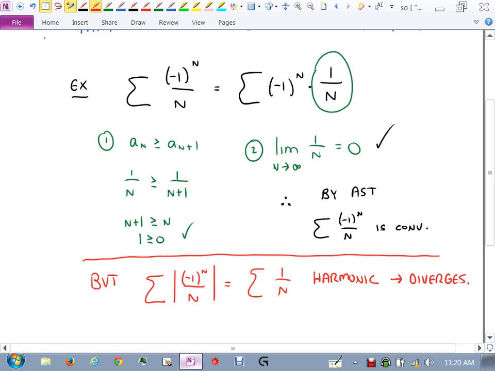Yes. No. Say one or the other, though. Don't just be like 1 over n diverges.